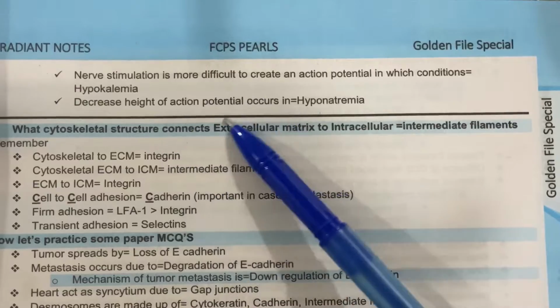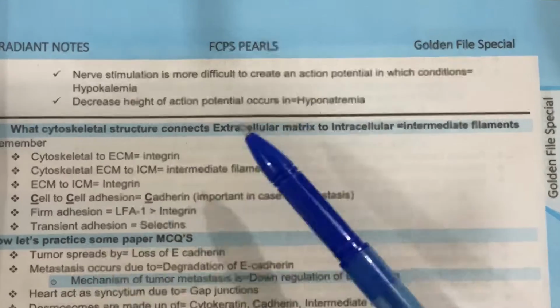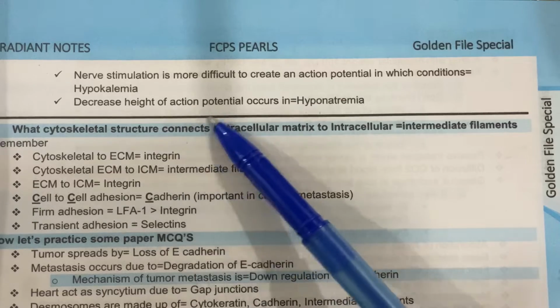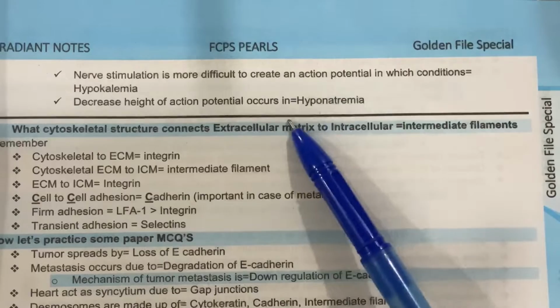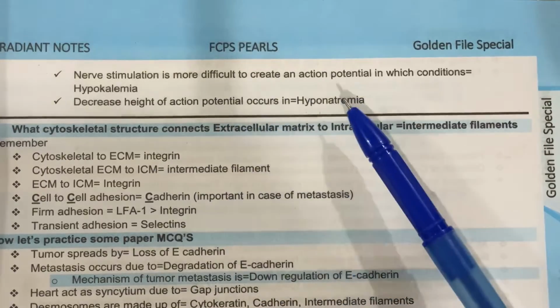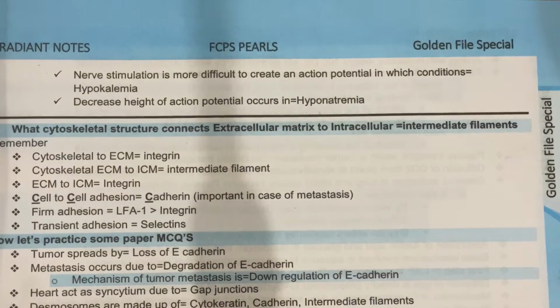Decreased height of action potential occurs in hyponatremia. If there is decreased sodium, then the height of the action potential will be decreased, because the influx of sodium leads to the action potential. And if there is blockage of sodium channels, there will be no occurrence of action potential.